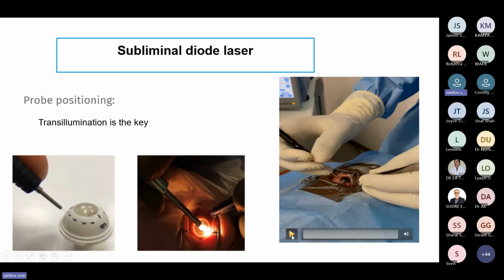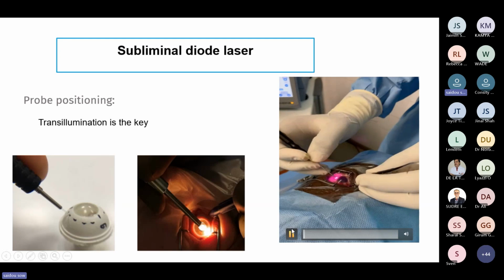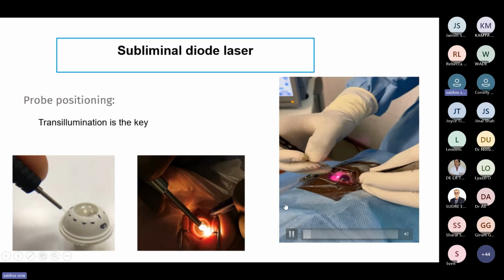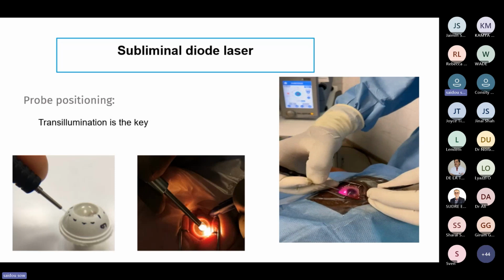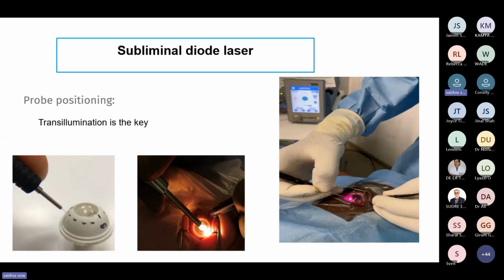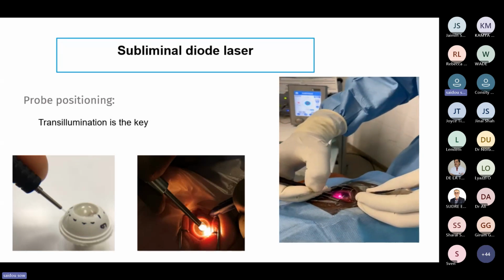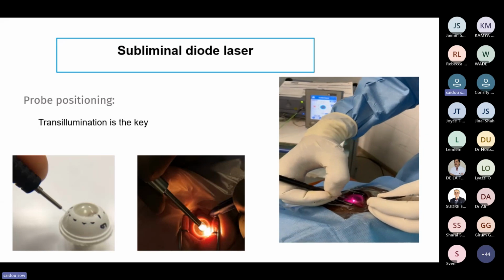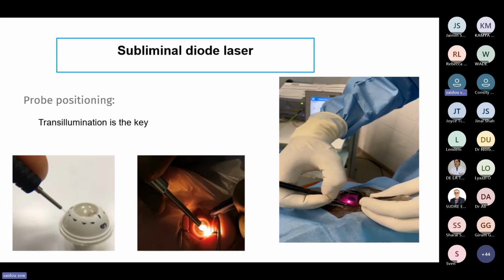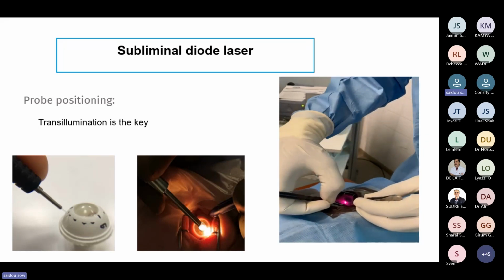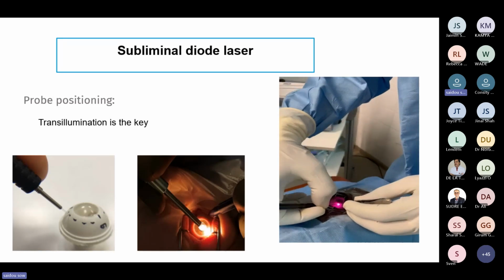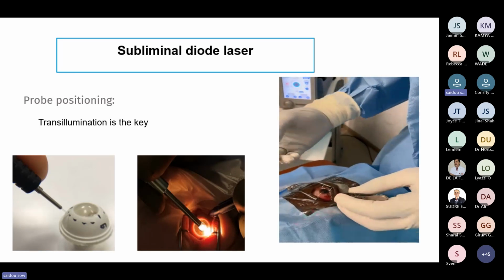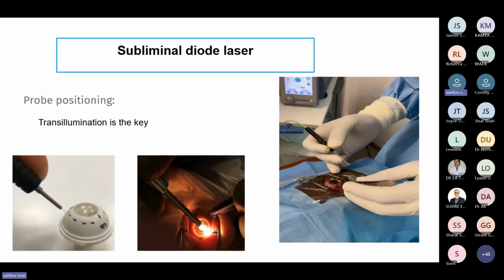So in this video, we see the procedure here. It consists of treating the upper and lower hemispheres, avoiding the 3 o'clock and 9 o'clock meridians, by doing slow back and forth movements, like here, while staying perpendicular to the sclera. So it's a very simple technique and a very effective one.